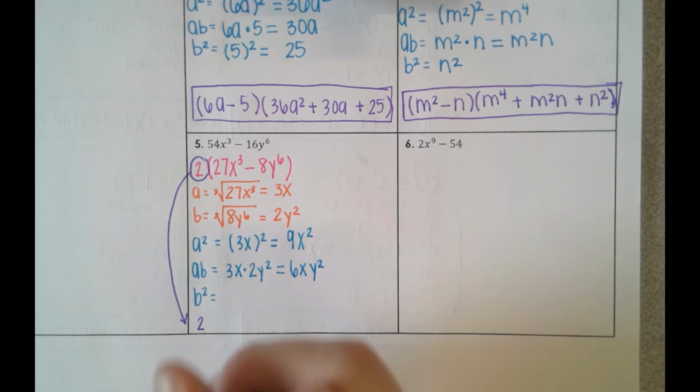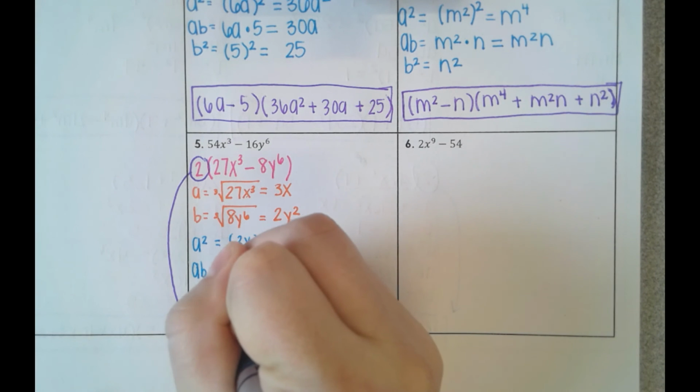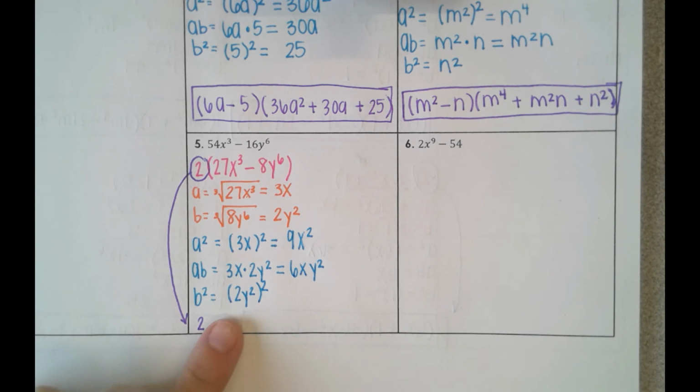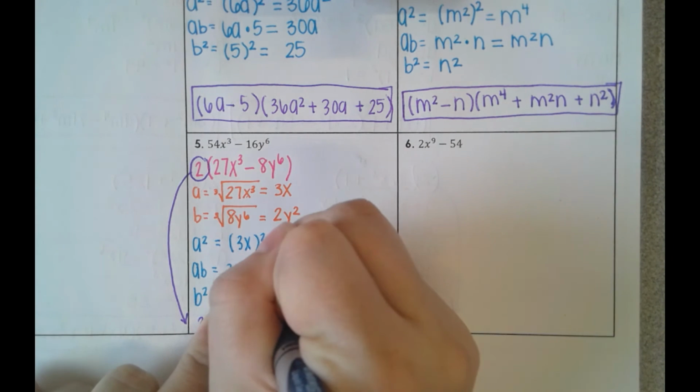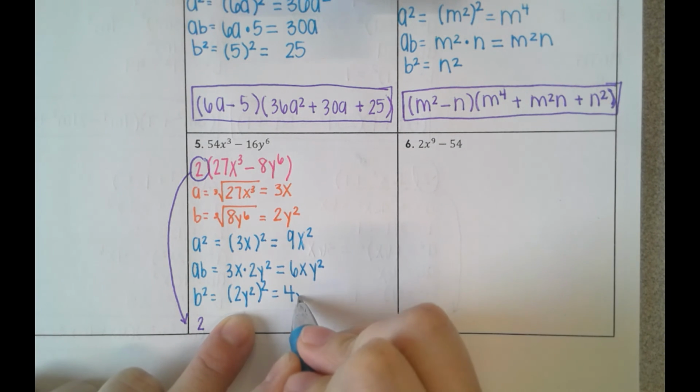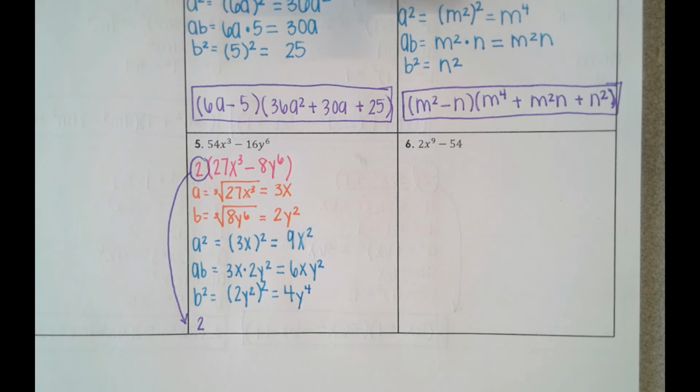And then for our b squared, got to square them both. So if you square the 2, 2 squared is 4. And then for our y's, remember you multiply the exponents. So it gets an exponent of 4. And then let's put it all together.